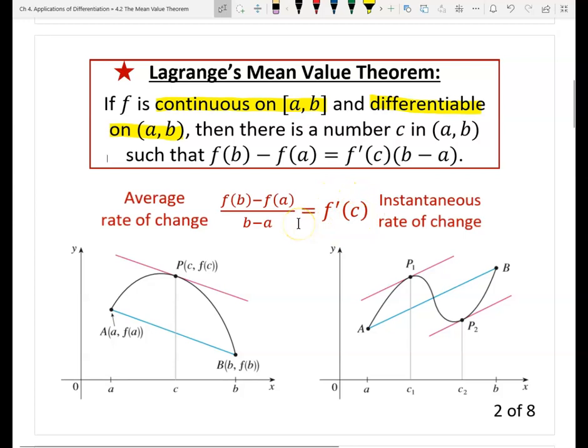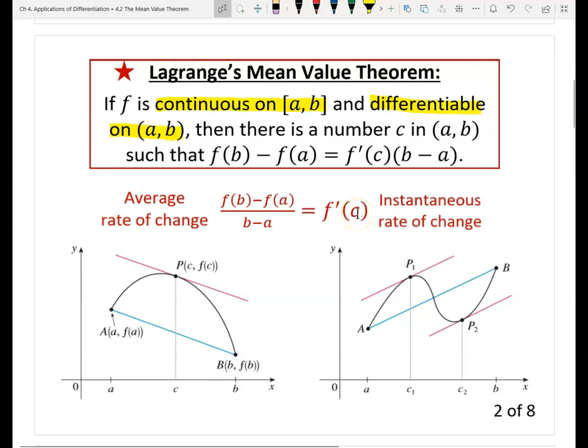What does this mean? This time we can see a meaning. So the left, delta y over delta x, is what? It is the average rate of change over AB, right? The right is what? It is the instantaneous rate of change at the number c, which means the derivative at c.